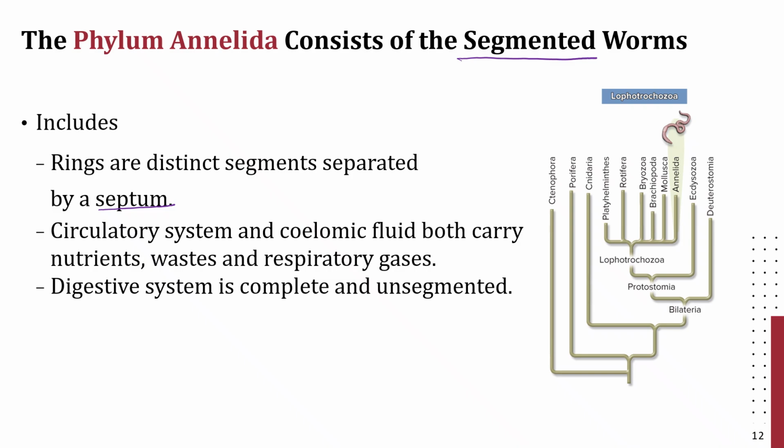They have a complete digestive system. A complete digestive system means that it runs from the mouth to the anus. So there's a hole for the mouth, a hole for the anus, and your food passes all the way through it. The digestive system is unsegmented, which means it's the same all the way through.